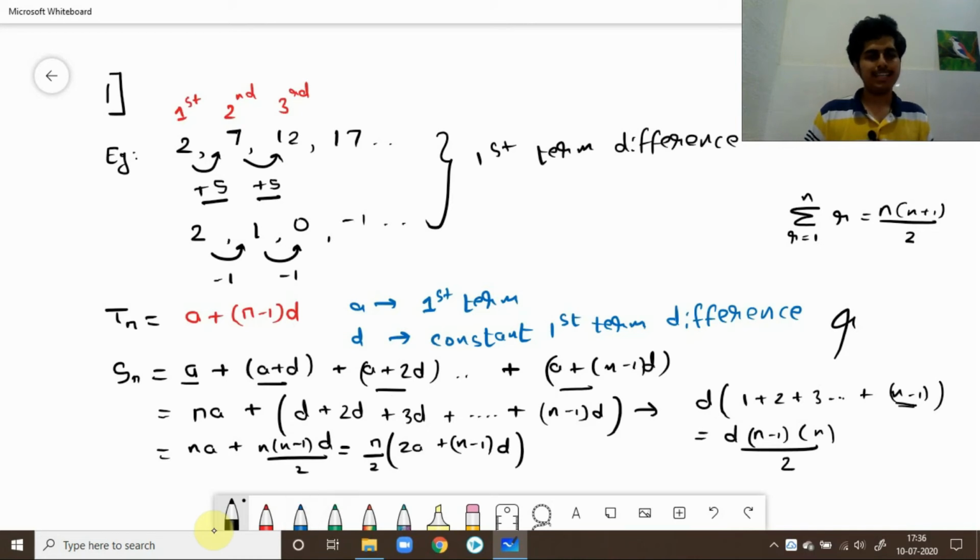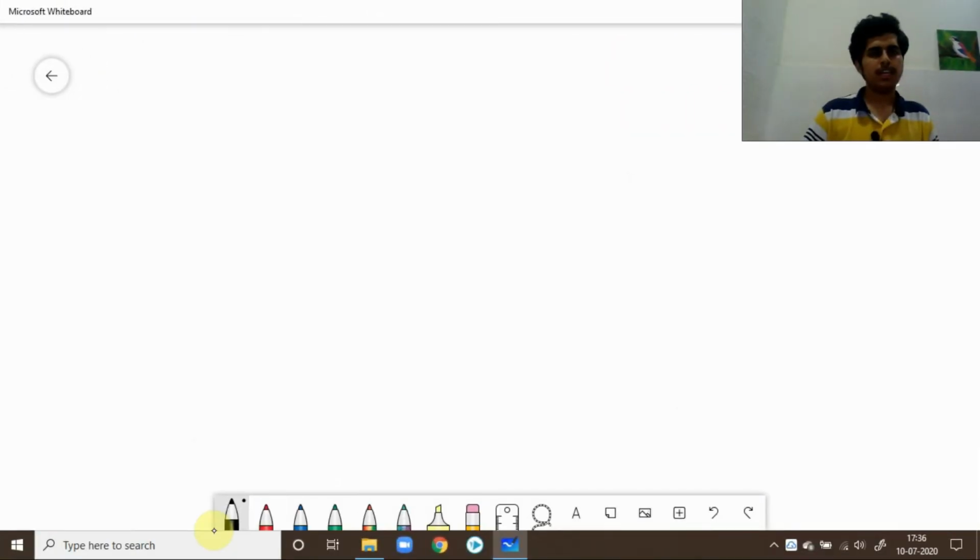for Sn. Sn is nothing but, if you can recall, the sum of the first n terms. So you can use these two wherever you want. You have direct formulas for these. It is Tn and Sn. Next we move on to the second term difference.